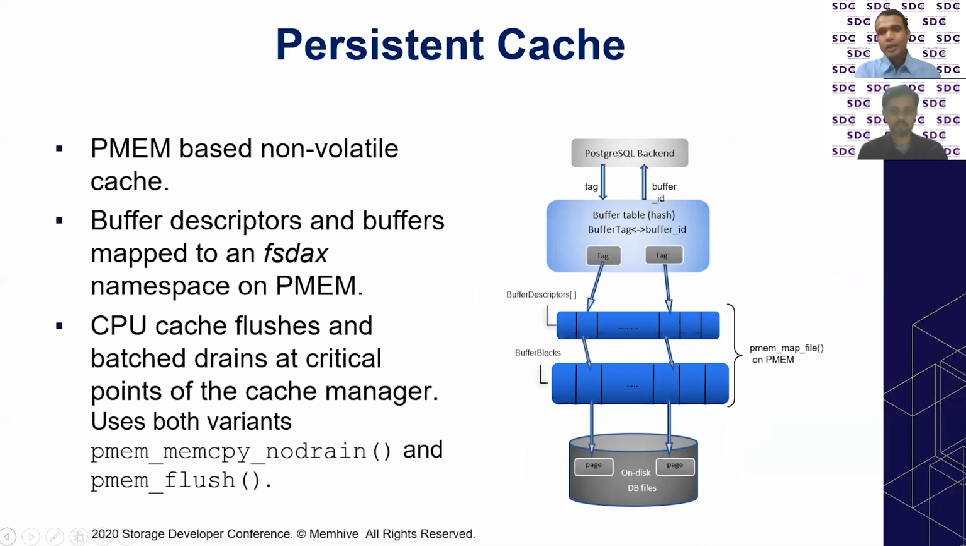Let's start by taking a look at the persistent cache. So what is it? As the name suggests, it is a non-volatile cache residing entirely on PMEM, which means that the contents of the cache are preserved across restarts of the server or restarts of the system. How do we do that? Two of the layers of the buffer manager will now reside on PMEM. The buffer descriptors and the buffers themselves are mapped to files on a DAX-mounted file system.